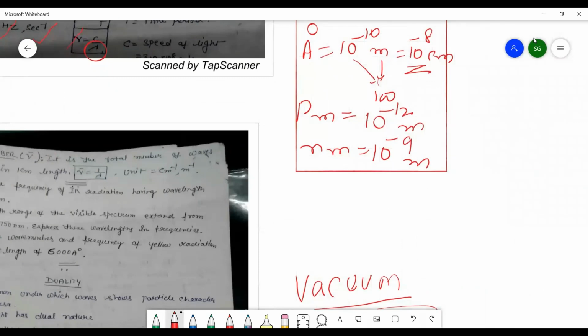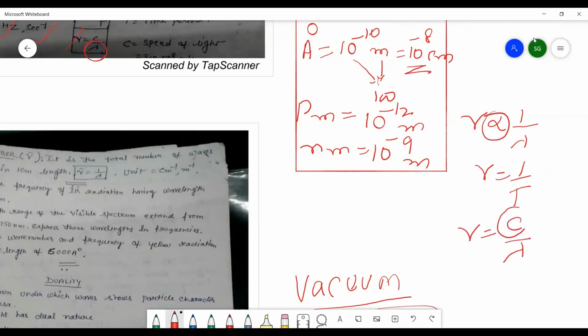That is, the frequency is equal to 1 upon time, and the frequency is also inversely proportional to lambda. That is, mu is inversely proportional to lambda. Mu is equal to 1 upon T, the reciprocal of the time period. And whenever we remove the proportionality sign, we get mu is equal to C by lambda, where C is the velocity of light, and it has a fixed value, that is 3.0 into 10 to the power 8 meter per second. This is the value of the speed of light, which is constant.